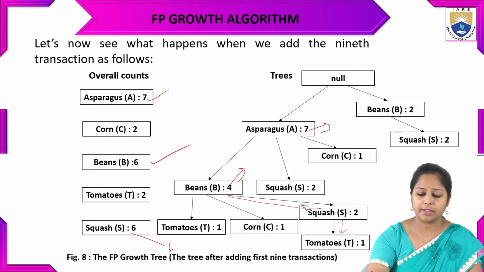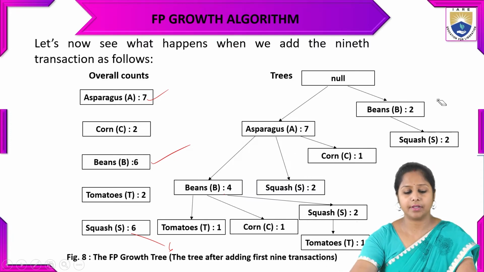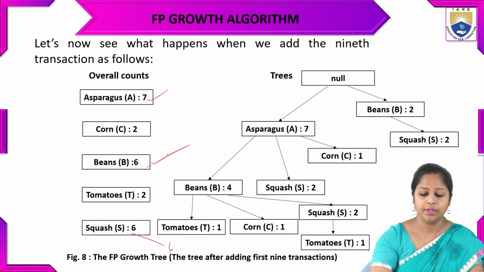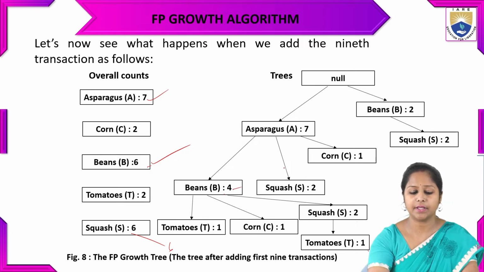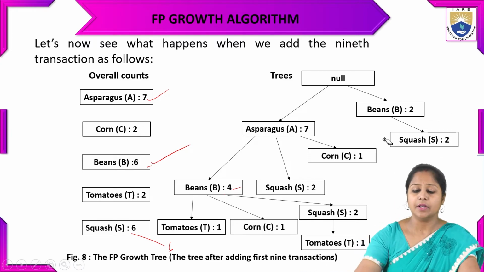So yes, the beans were also there. Beans were there as a count of 5. Now the 4 count has been here, and the 1 count we will increase here also. In the 8th slide we have missed that. So we have to add the beans here and squash here.